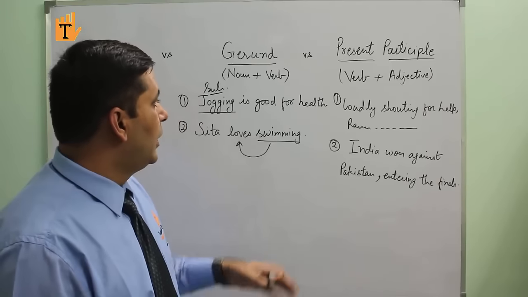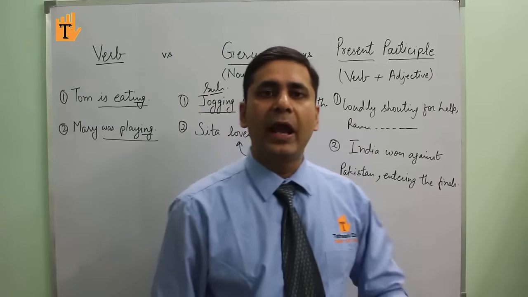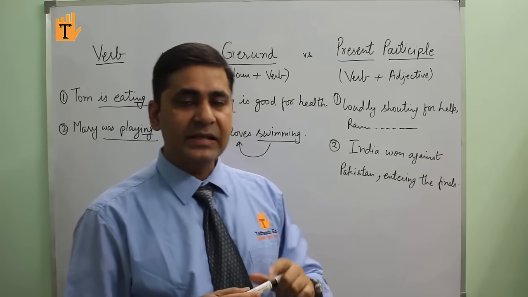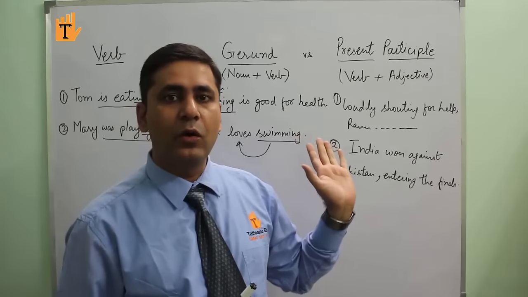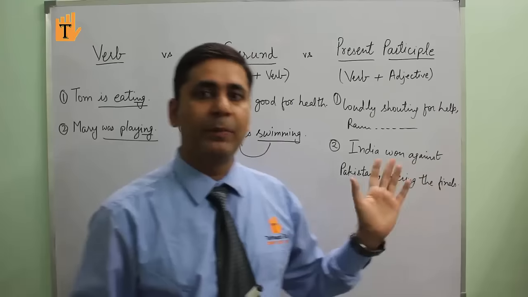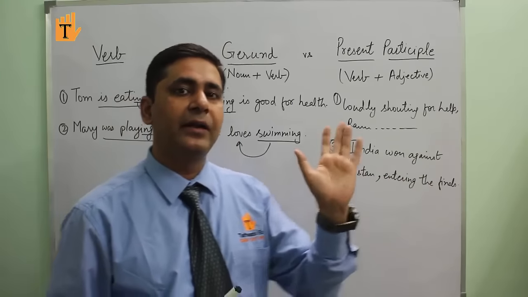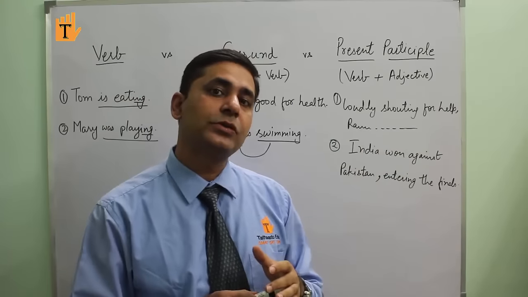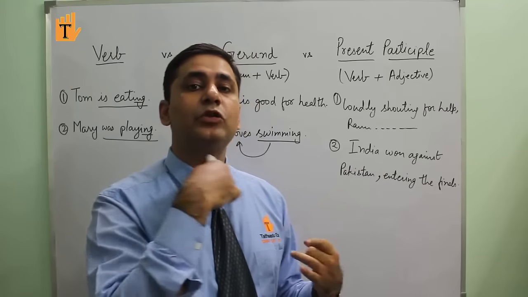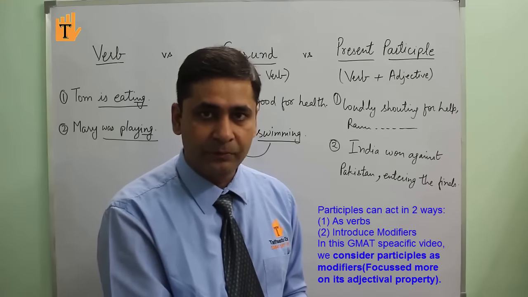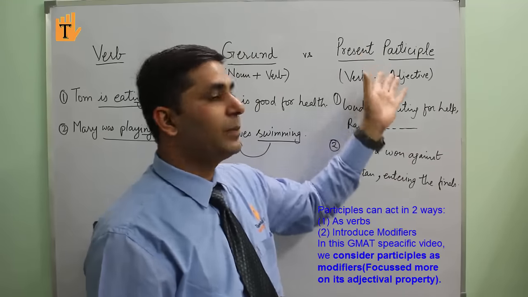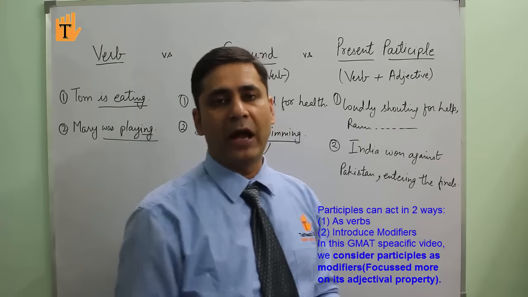On the other hand, we have present participles. What is a present participle? As I said, a gerund is a mixture of noun and verb. Similarly, a present participle is a mixture of a verb and an adjective. So it has the force of both verb as well as adjective. Verb means it is going to express some action, and adjectives are modifiers. So a present participle will introduce modifiers.